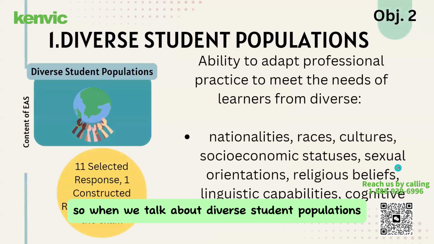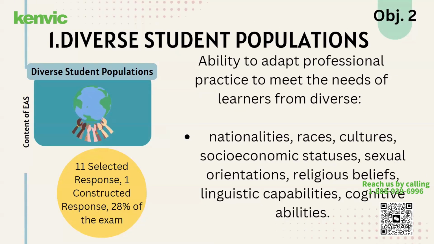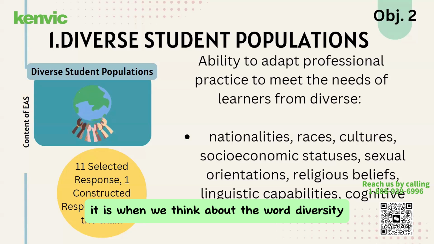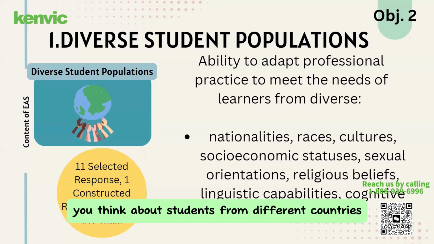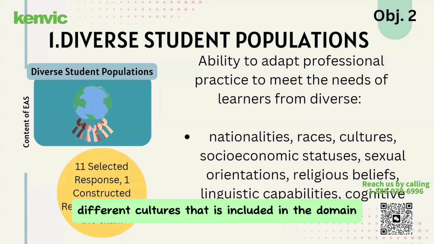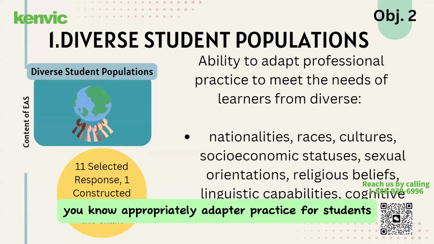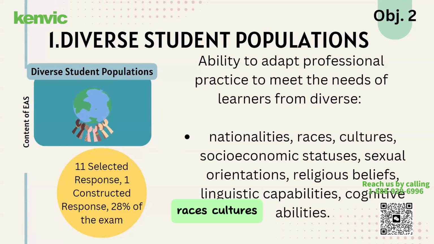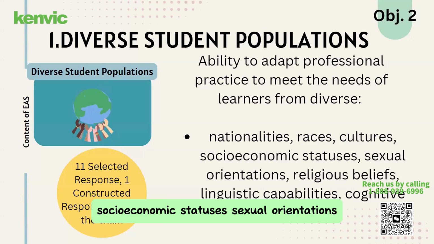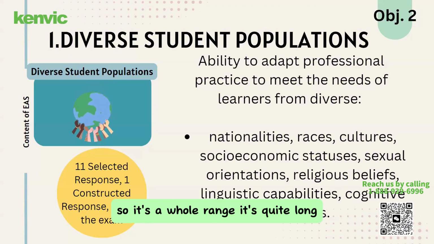So when we talk about diverse student populations, this is a very broad content area. When we think about the word diversity, you think about students from different countries, maybe different languages, different cultures. That is included in the domain, but they really want to measure your ability to appropriately adapt your practice for students with different nationalities, races, cultures, socioeconomic statuses, sexual orientations, religious beliefs, linguistic capabilities, and cognitive abilities. So it's a whole range.